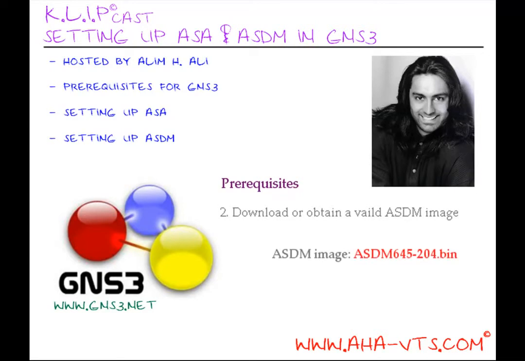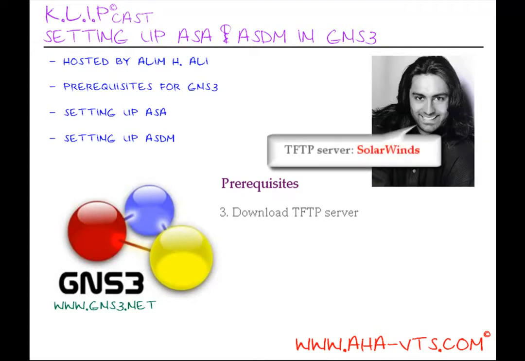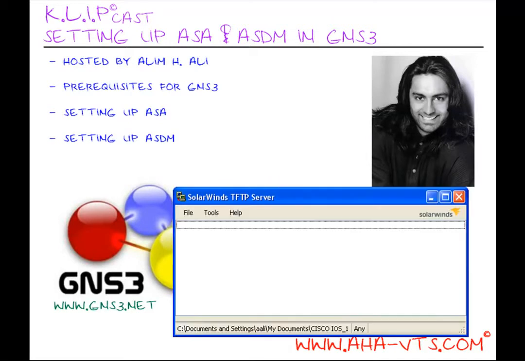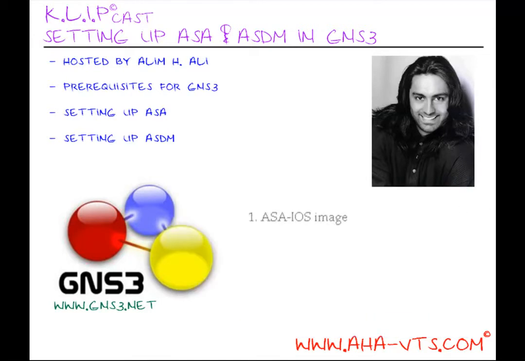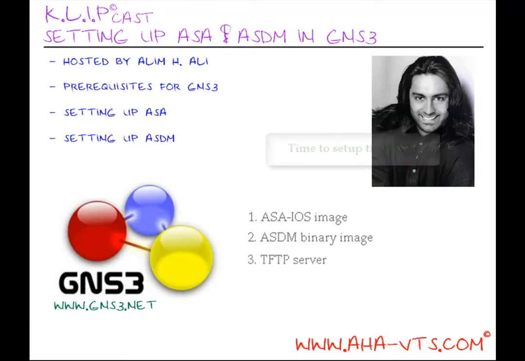The second item is to download and obtain a valid ASDM binary file. The one used in this Clipcast is the ASDM645-204.bin. And the third item is to download a TFTP server. Now the one used in this Clipcast and the one I prefer is made by SolarWinds. And let me briefly show you what that one looks like. Here's the TFTP server that we're going to use when we're setting up the ASDM. So we have our iOS, we have our ASDM image, and we have a TFTP server. Let's go ahead and set up the ASA.